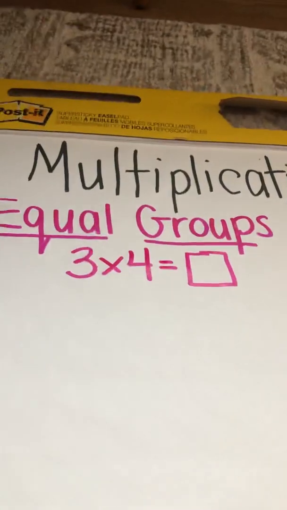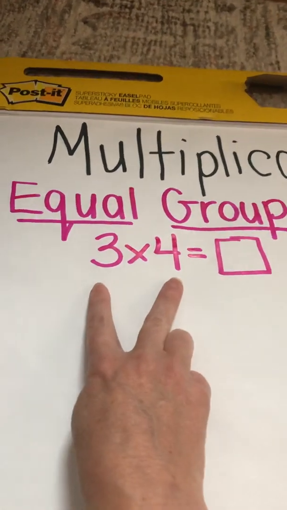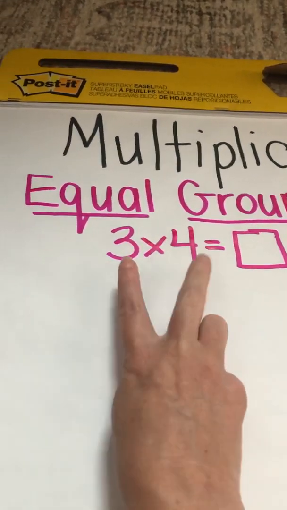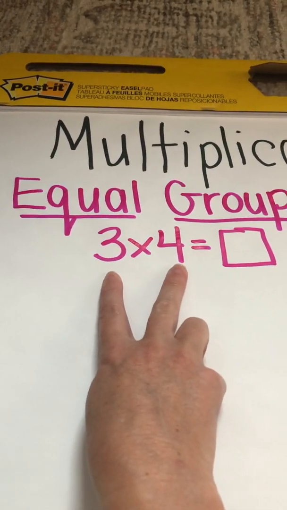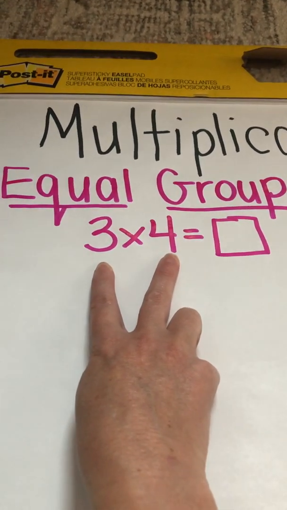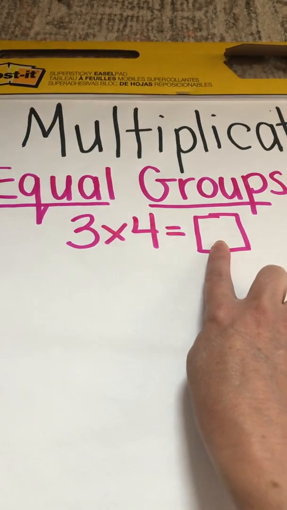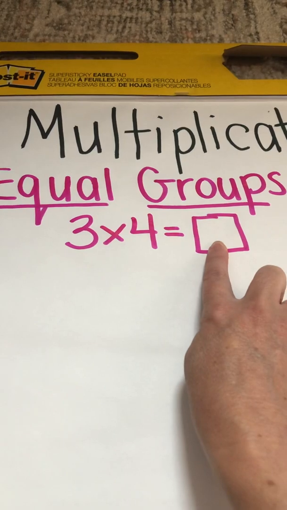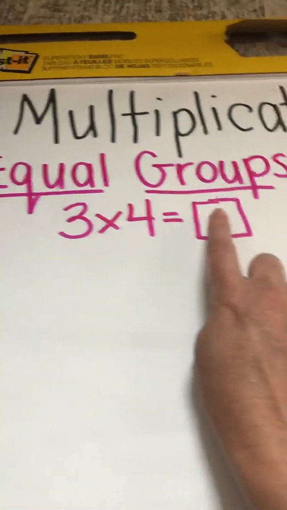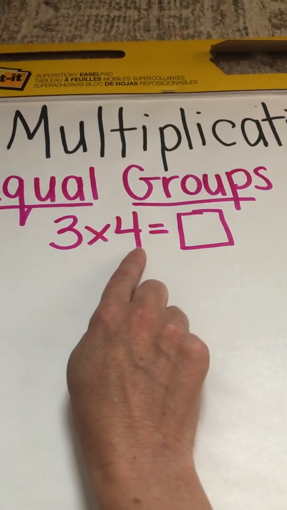So let's introduce a little bit of vocabulary. We're going to learn some new words. These two numbers that we are multiplying, the 3 and the 4, these numbers are called our factors. Can you say factors? The answer for our multiplication equation is called the product. Can you say product? So we are going to try to use equal groups to find the missing product of the factors 3 times 4.